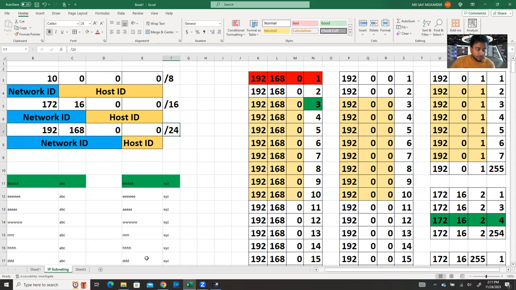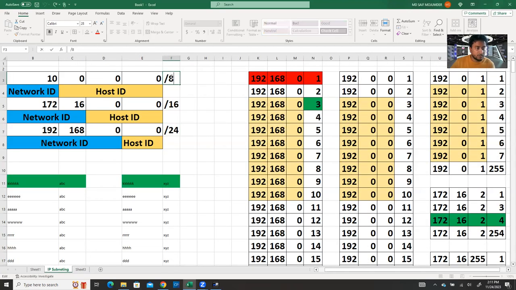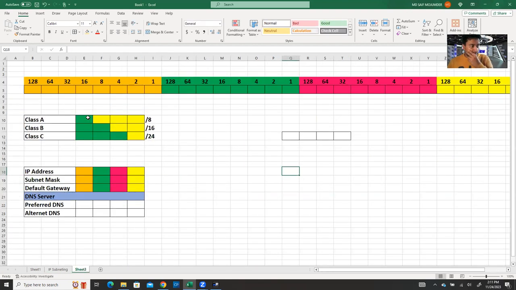So with slash, okay, let's see from here. Say 10.15.0.0, maybe this one is 172. I'm just using the standard format, but it's not mandatory. You have to have something like this: 16.0.0, and then 192.1.